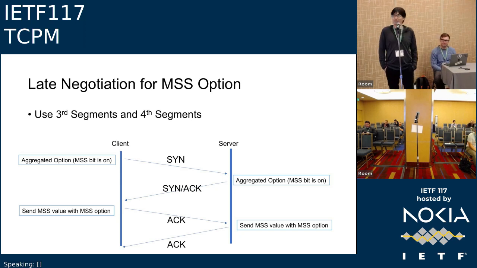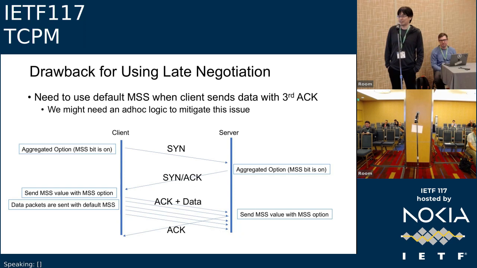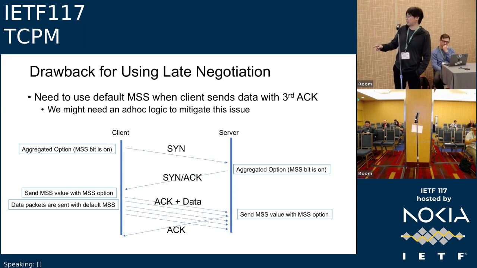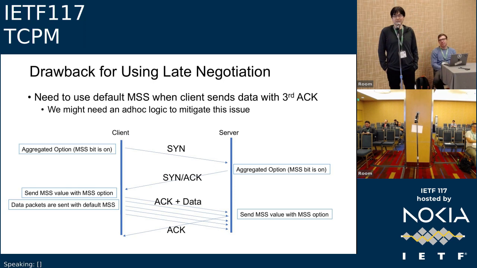Next slide, please. This approach obviously has a drawback. When the client tries to send data with the third ACK, at this point the client doesn't know the proper MSS, so it has to use the default MSS to send this data. Of course, in the next round trip, the client receives the MSS from the server. So the next round trip is okay, but only this first round trip has to use the default MSS. Also, as we discussed, there are some middle box issues. If a middle box doesn't understand this late negotiation, it might get screwed up. That's a drawback of this approach.